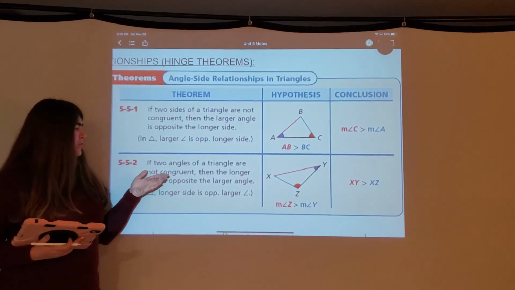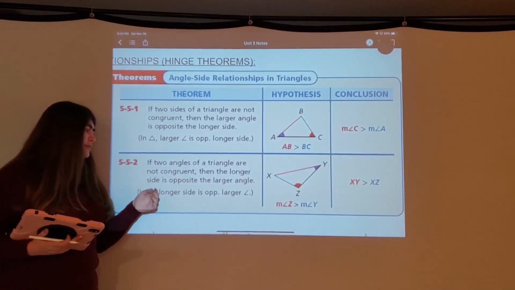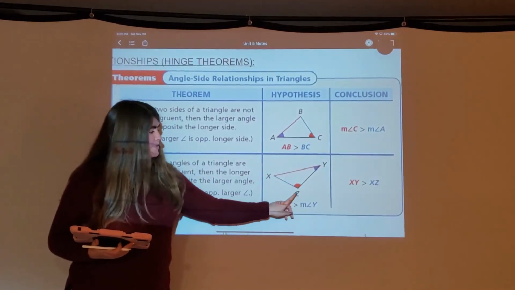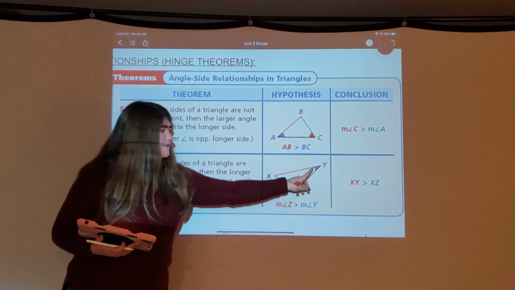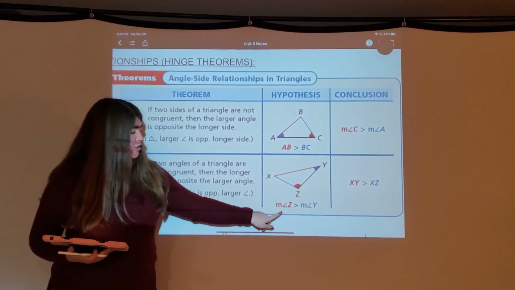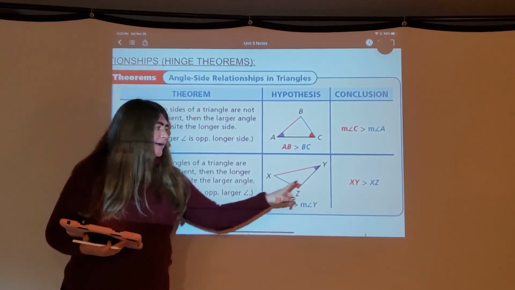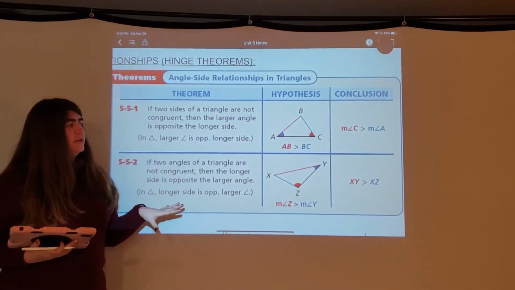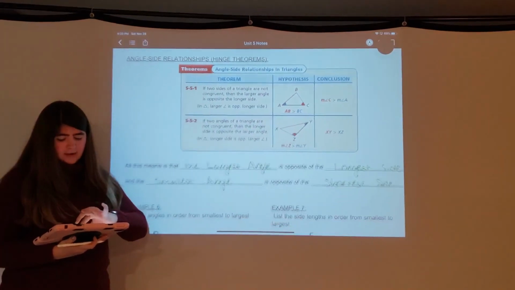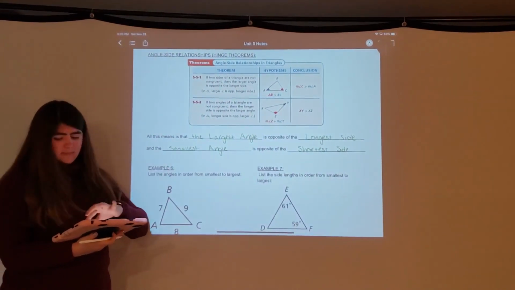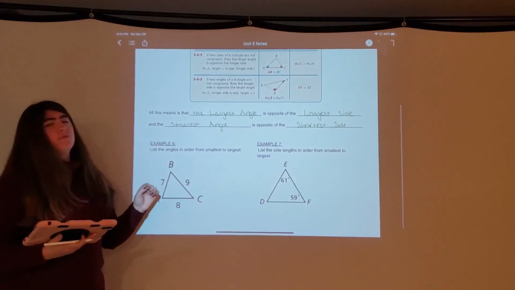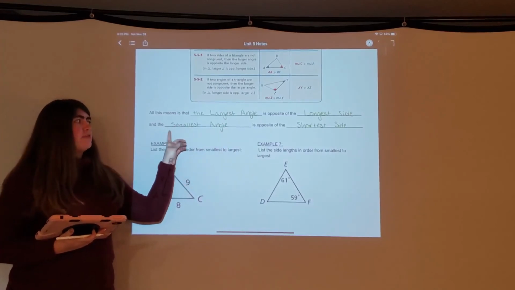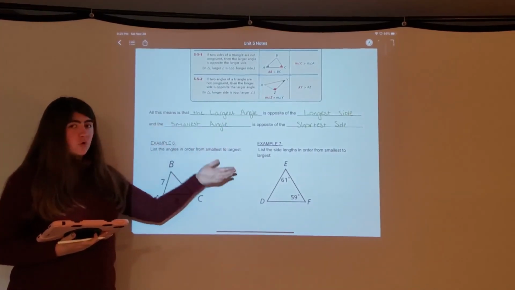And we also have, if 2 angles of a triangle are not congruent, then the longer side is opposite the larger angle. So I have XY opposite angle Z, and XZ opposite angle Y. If the measure of angle Z is larger than the measure of angle Y, then XY is greater than XZ. This all in theory might not make sense, but if you look at an example, it might make a little more sense. What's really happening is that the largest angle is opposite the longest side and the smallest angle is opposite the shortest side.